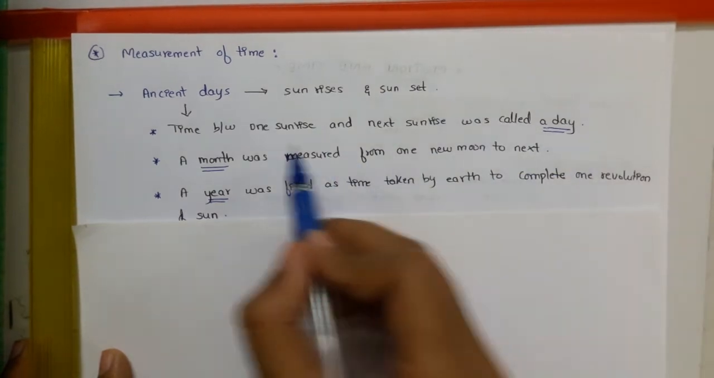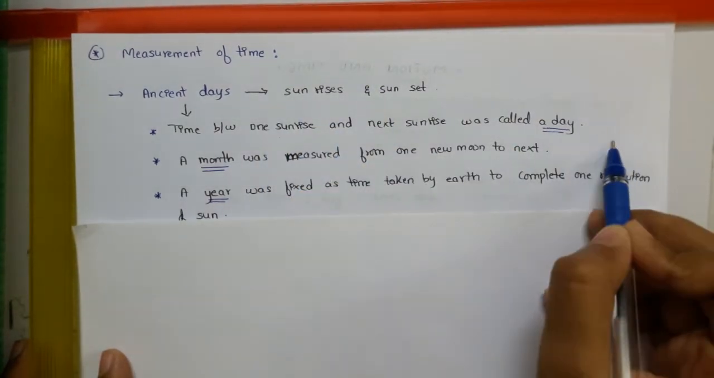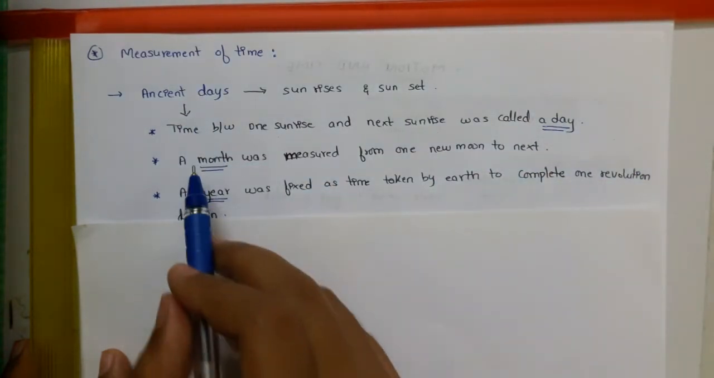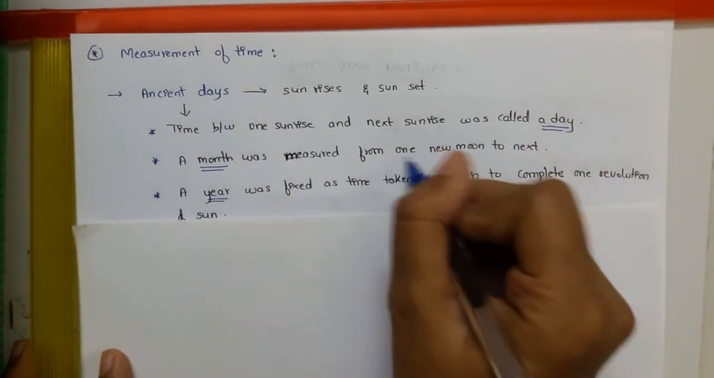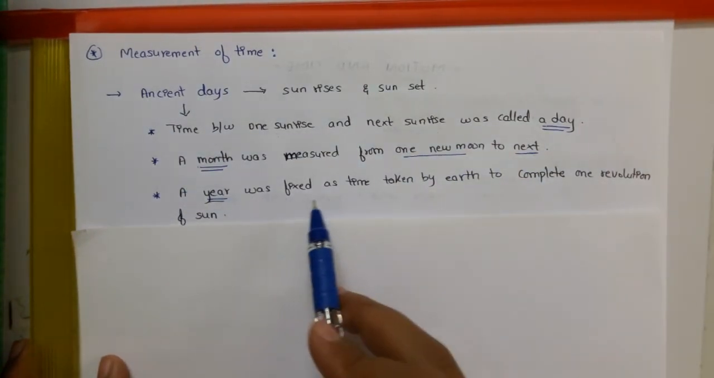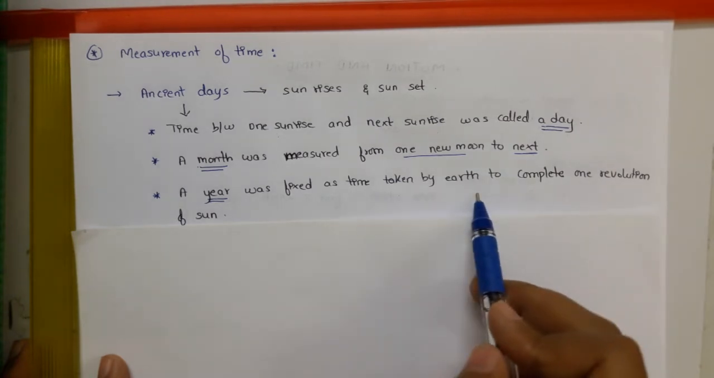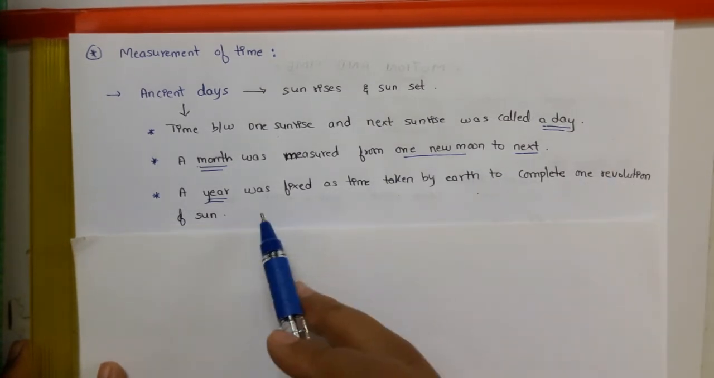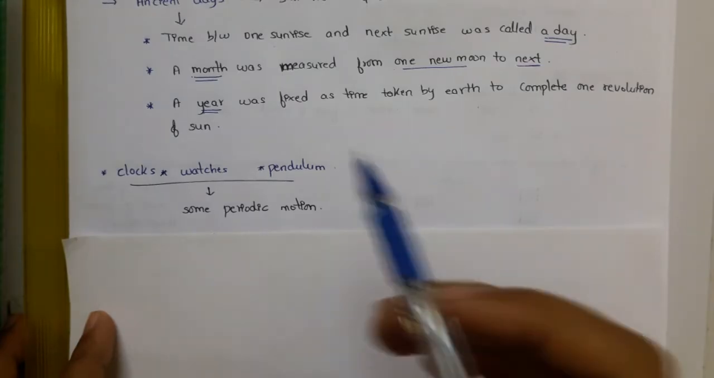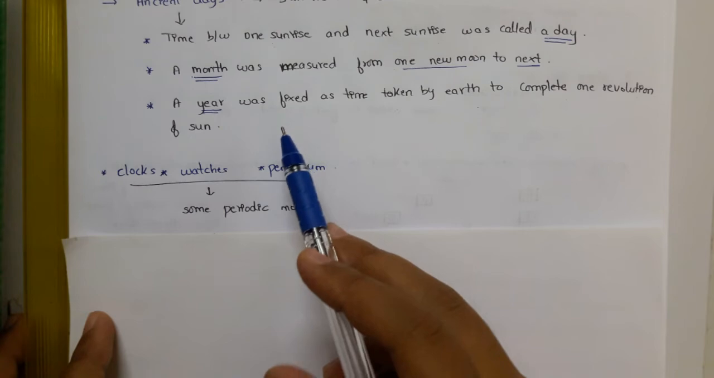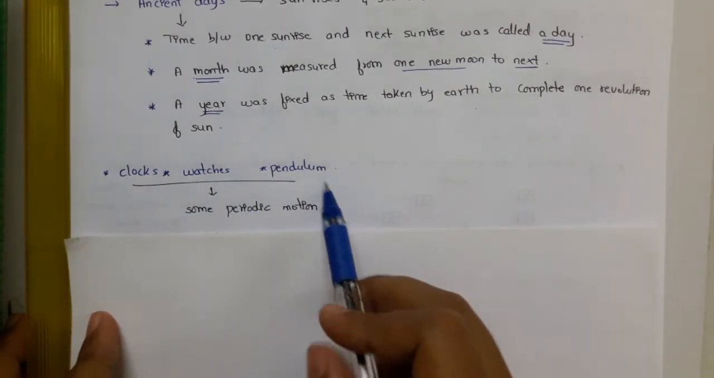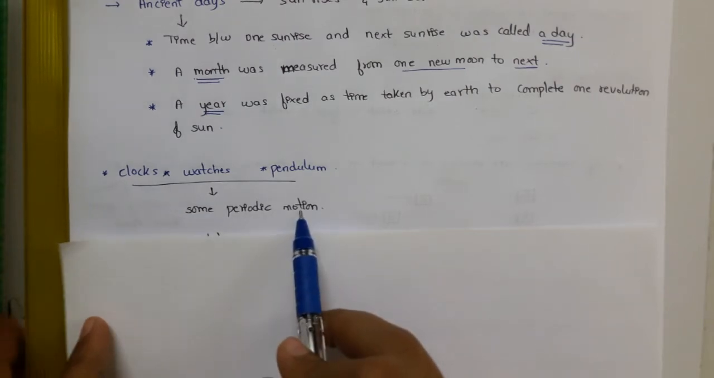So one day means from one sunrise to the next day's sunrise was termed a day in ancient days. A month, from one new moon to the next new moon, they called a month. A year was fixed as the time taken by the earth to complete one revolution of the sun. They called it a year. The devices which are used to measure time are clocks, watches and pendulums. They follow some periodic motion.